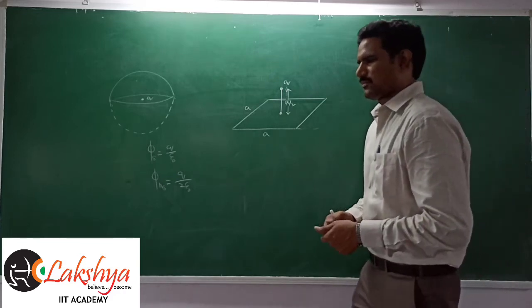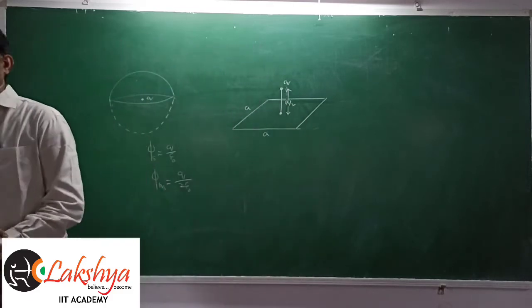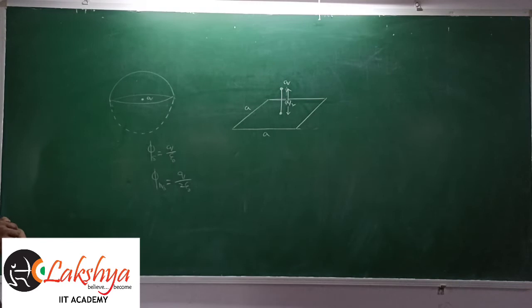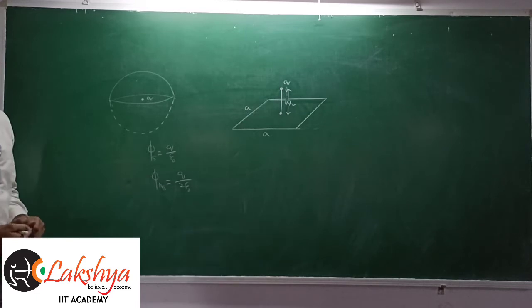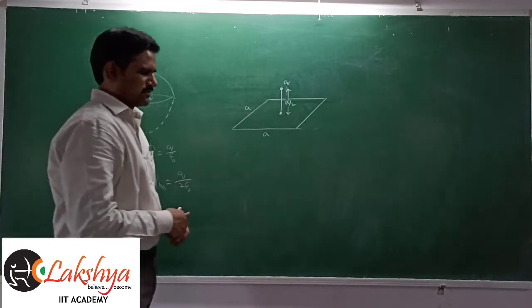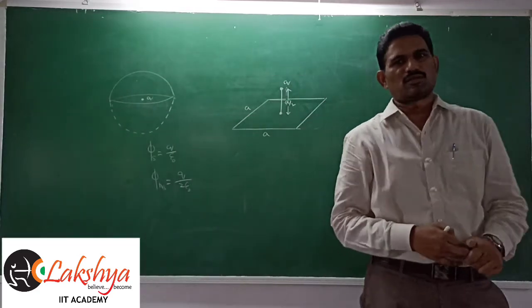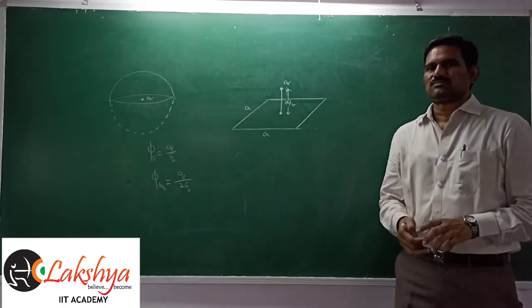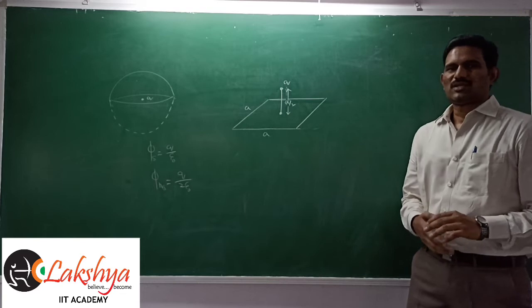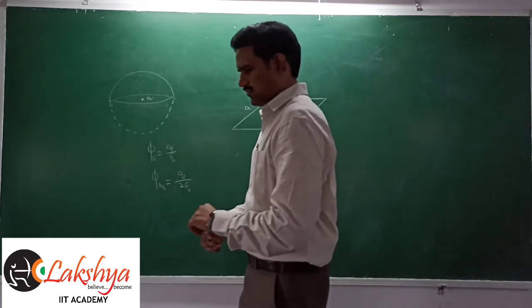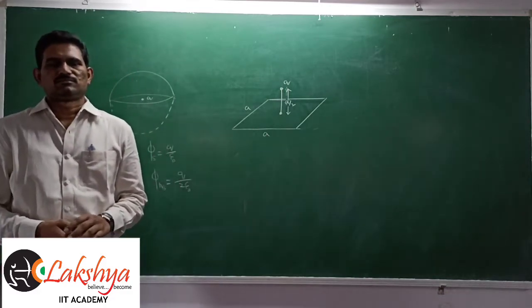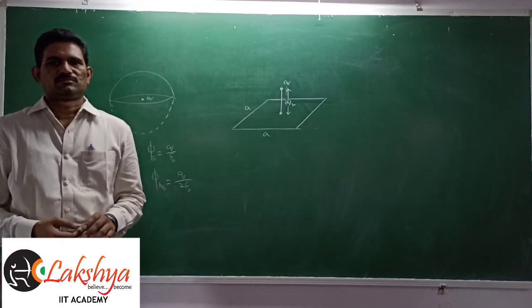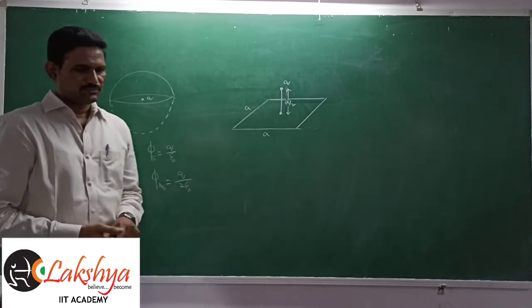A point charge Q is placed above the center of a square, at a distance A by 2 from the center, where A is the side of this square. Then find the flux passing through the square.